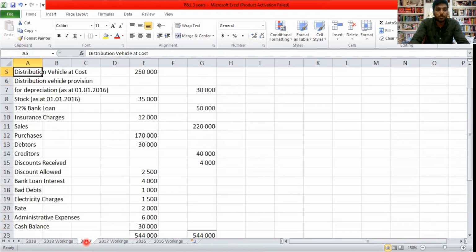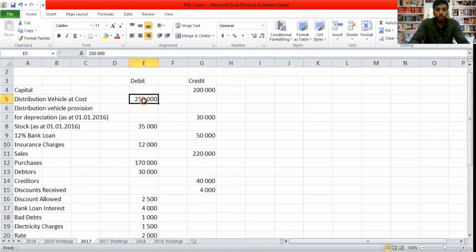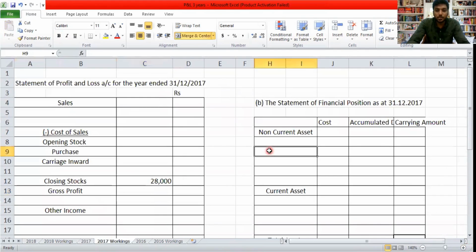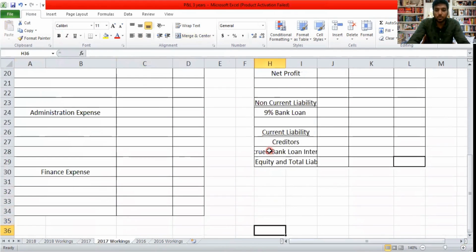So let me move on to the cost of the distribution vehicle. 250,000 is the cost. Whenever you are taking some details from the trial balance, you need to bold it or put a tick on your paper, so you will remember that you have taken this into the sum. So this 250,000 we have taken. Now also the distribution vehicle, they are saying, we call it provision. Provision is the last year's depreciation which you are carrying to the next year. So I'm going to take 2016's distribution vehicle accumulated depreciation, or provision for depreciation.